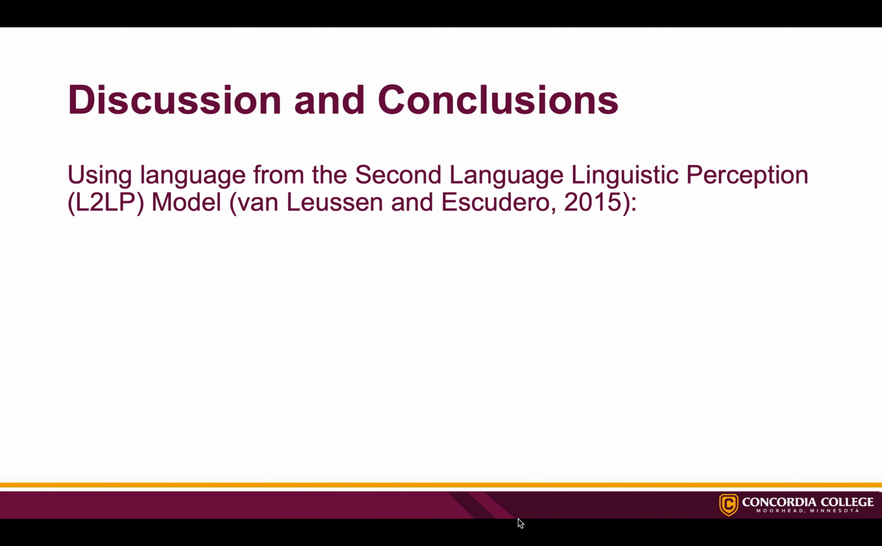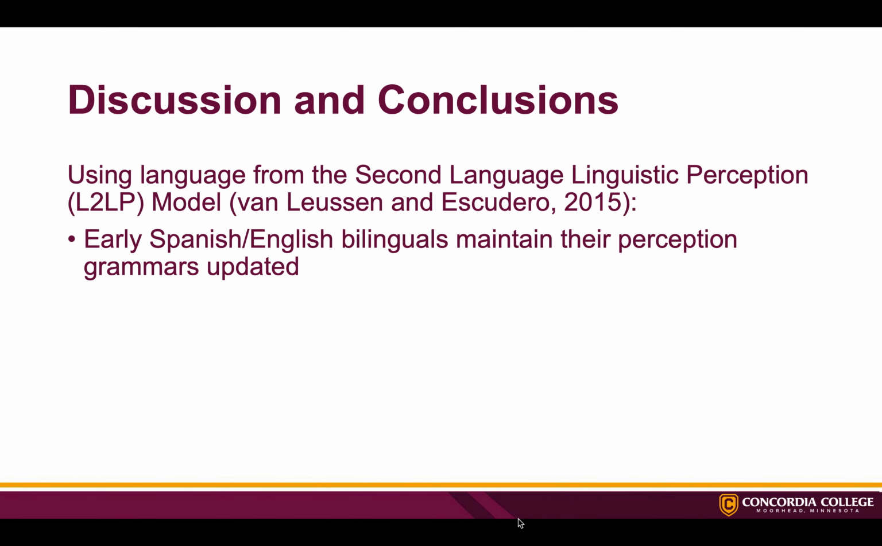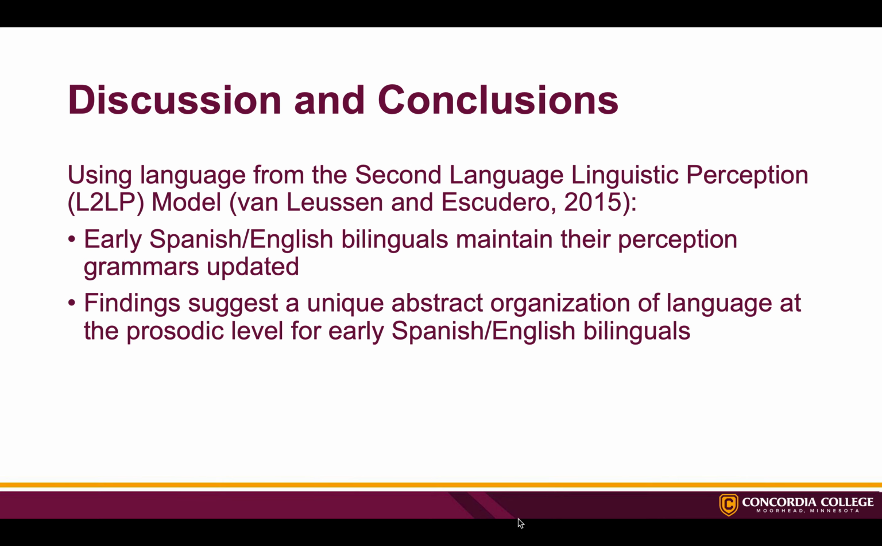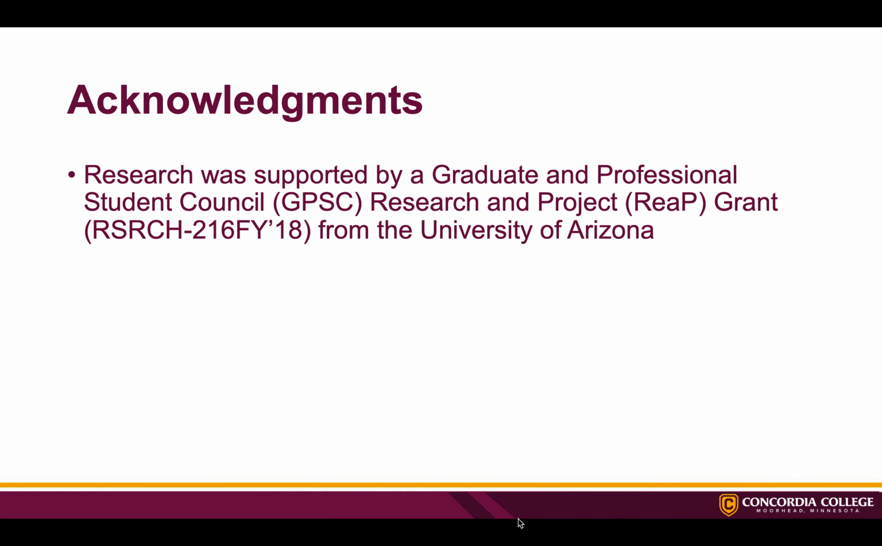And to conclude, we can use the language from the second language linguistic perception model, in which early Spanish and English bilinguals, we can say that they maintain their perception grammars updated. These findings suggest a unique abstract organization of language at the prosodic level for early Spanish-English bilinguals.